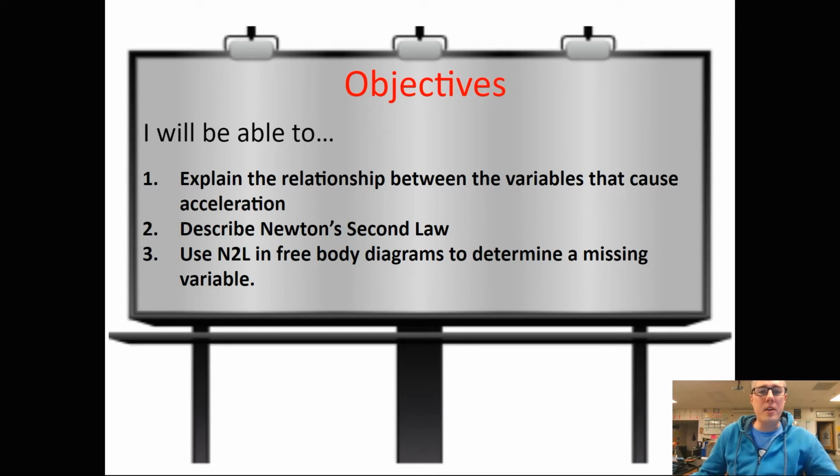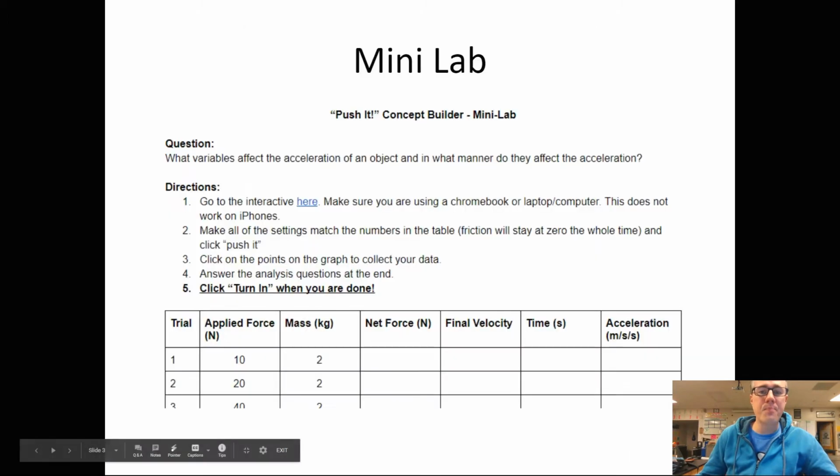And then the third one is putting it all together. You're going to be able to use Newton's second law in a free body diagram, that's the picture with the arrows, in order to figure out missing variables. So like in order to figure out how heavy something is or how fast it was going, things like that.